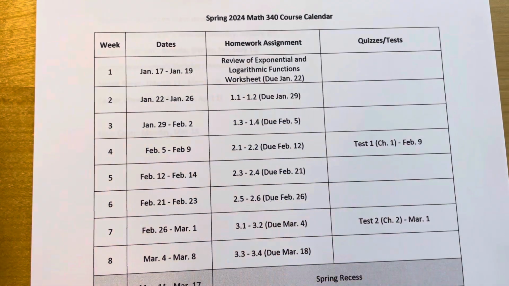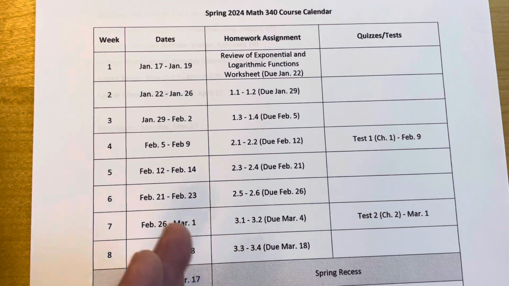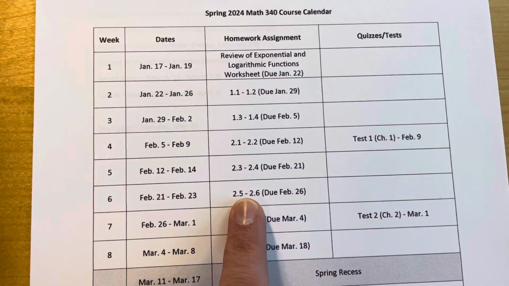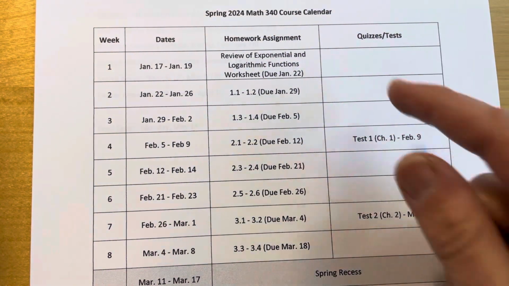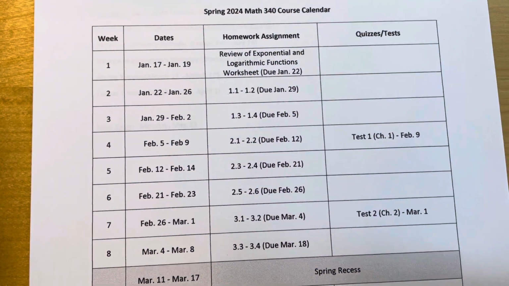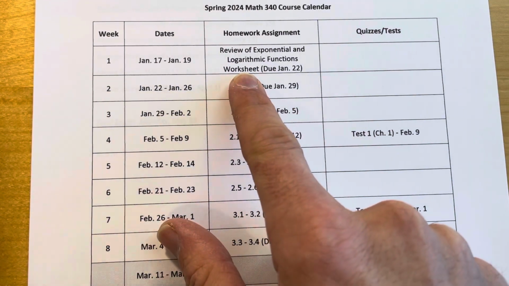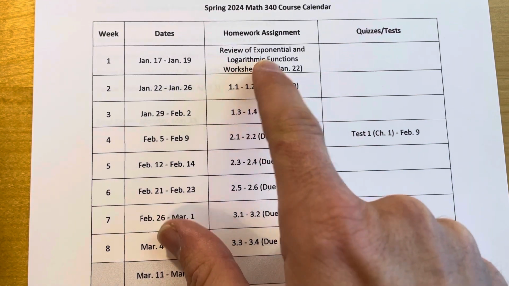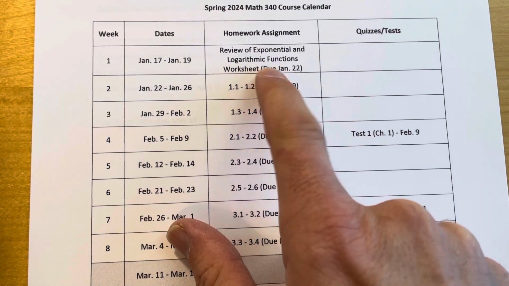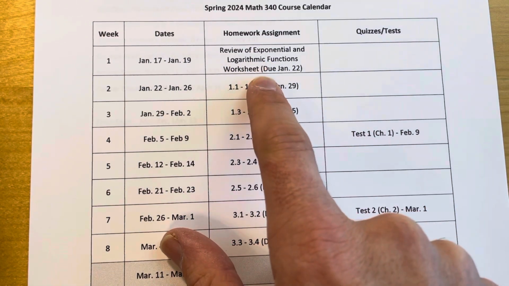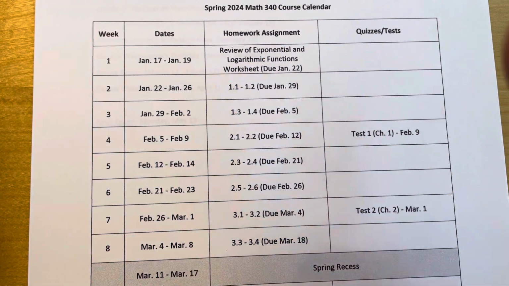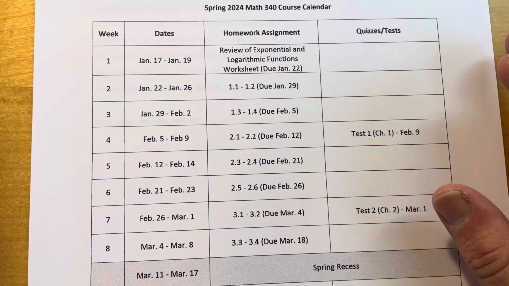So I don't need to go through all these items here, but basically you have the dates which correspond to each week of the course, the homework assignment that you're turning in, and then if there's any tests. It says quizzes and tests, but we don't do quizzes in this class. It's just tests. So you'll notice on the first week, I do want to point this out, that your homework assignment is different from all the remaining ones. And that's because we are doing that review that I talked about. We're reviewing logarithmic and exponential functions on the first week. And you'll have a worksheet that I give you for the homework.